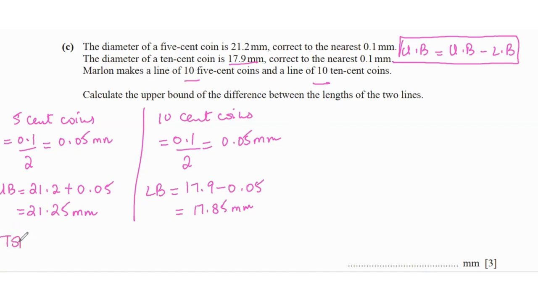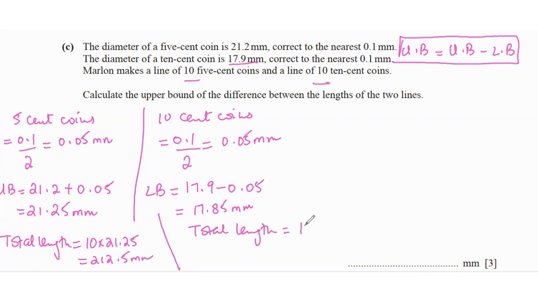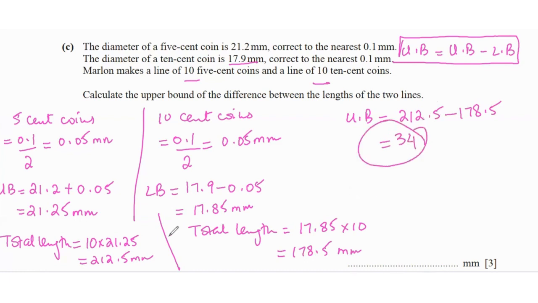So now what we're going to do is, it says 10 5-cent coins and 10 10-cent coins. So the total length for the 5-cent coins is going to be 10 times 21.25, which is 212.5 millimeters. And the total length for the 10-cent coins is going to be 17.85 times 10, which is 178.5 millimeters. So your upper bound of the difference is going to be 212.5 minus 178.5, and that is equal to 34. This is your answer.